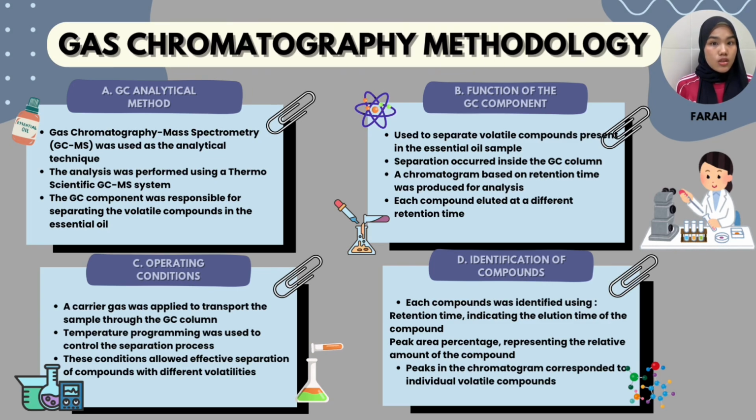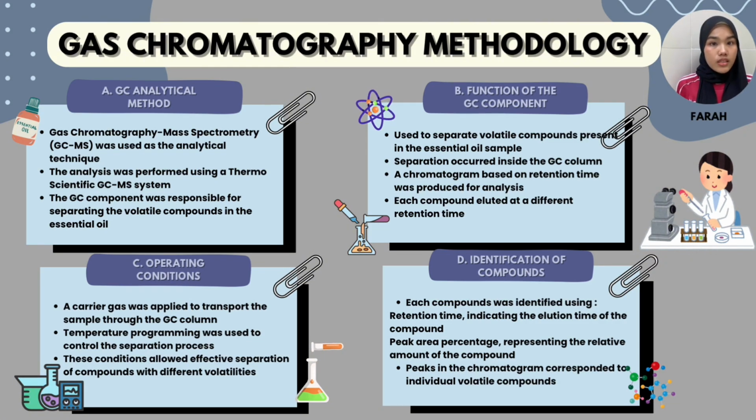The GC was used to separate volatile compounds inside the GC column. During this process, separation occurred based on retention time and a chromatogram was produced for analysis. Each compound eluted at a different retention time depending on its chemical properties.